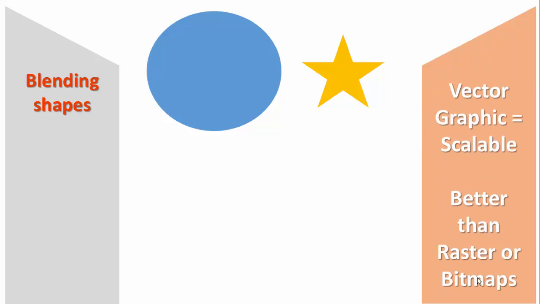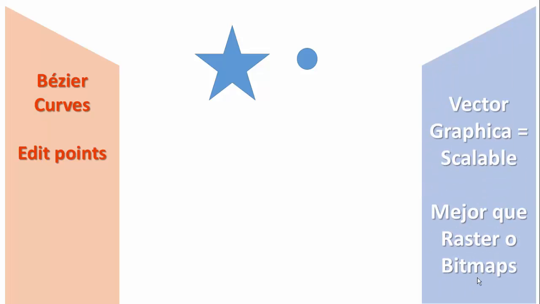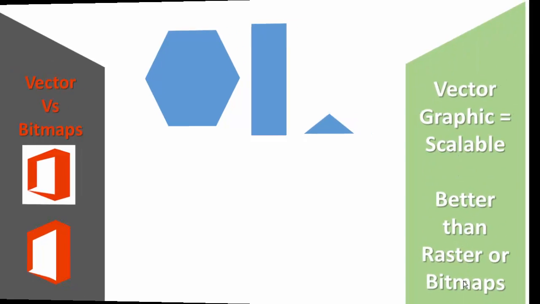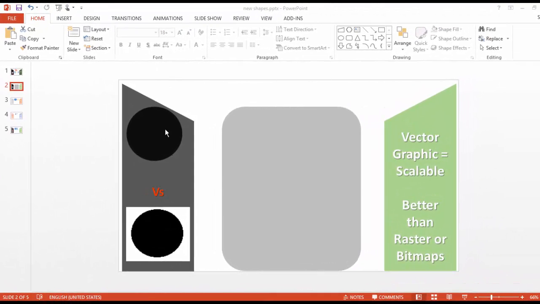Once we learn that, we're going to go into learning about how to blend shapes, and finally we're going to learn how to use Bezier curves or edit points again to create some really cool images. And the last thing in our agenda is we're going to use these three basic shapes to create something. You'll see me creating something.